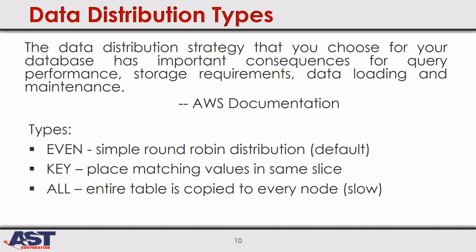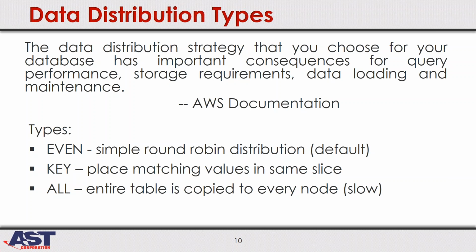How the data distribution is done comes into this slide, which is data distribution types. From the AWS documentation, the data distribution strategy which we choose is very important, because it will affect our query performance, it will affect the storage requirements, and it will also affect the data loading and data maintenance. After we discuss the types, you will get to know how they are affecting it. There are three types of data distributions: even, key, and all.